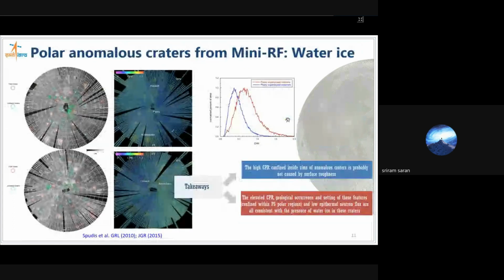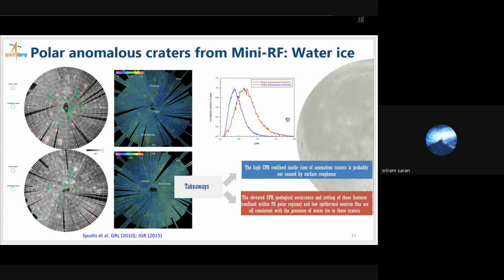And then after 2006, with the launch of Chandrayaan-1 as well as the LRO, we have Mini-SAR and Mini-RF radars orbiting on the spacecraft. And then these two results in 2010 and 2015, which showed the mosaics of both poles in S band, predicted some anomalous craters, which actually coincided with the permanently shadowed regions.